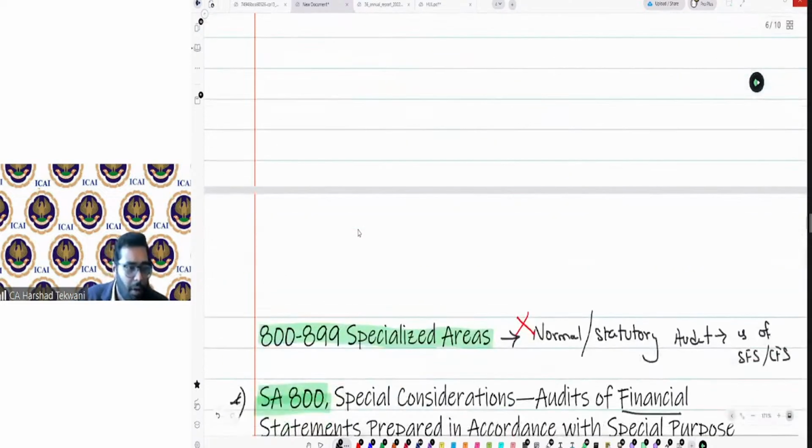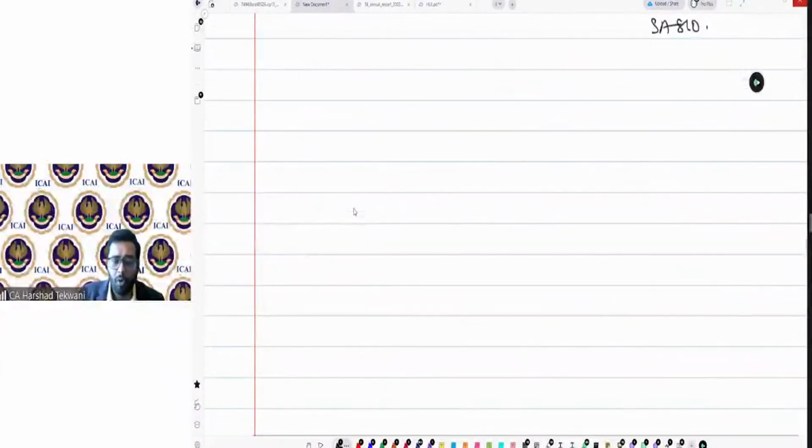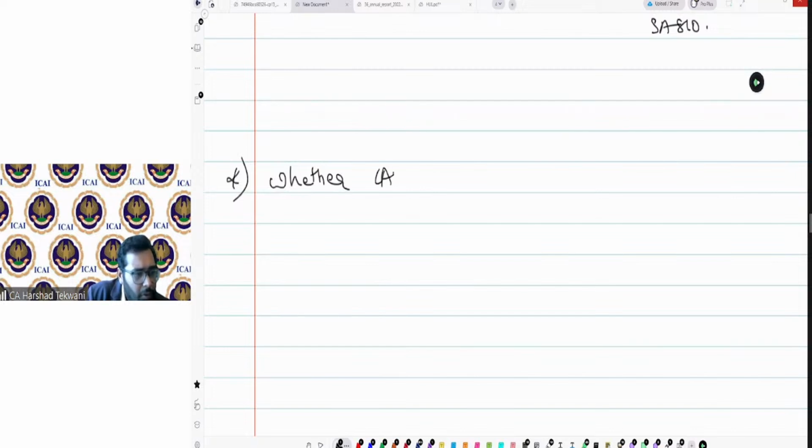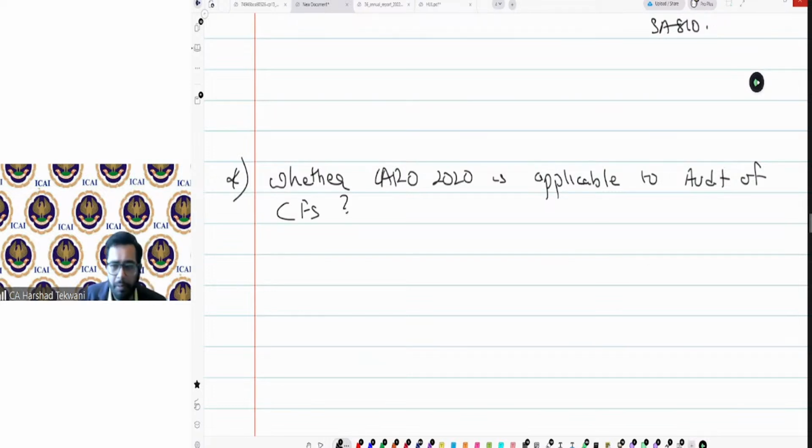Okay. Now the next question comes is CARO and consolidated financial statement. So whether CARO 2020 is applicable to audit of CFS? Pretty simple question. I know most of you might already be aware about this. Whether CARO 2020 is applicable to the audit of CFS?